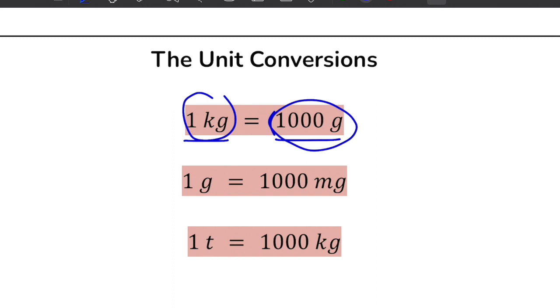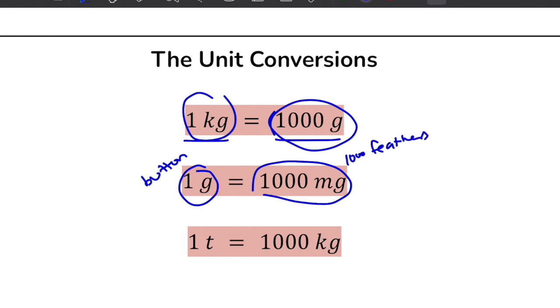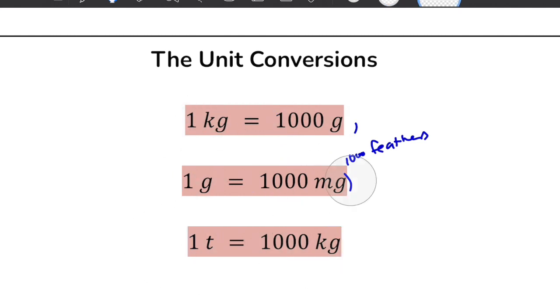Again, we're just estimating with the referent. 1 gram is about the mass of a button, and that's equal to 1,000 milligrams. So that's like 1,000 little feathers. 1,000 of those feathers would be equal in mass to 1 button. Okay, 1 ton, so that's like 2 male polar bears, is equal to about 1,000 good-sized textbooks, so 1,000 kilograms. Okay, so these are our unit conversions. You'll always have those available to you in every module, with every quiz, with every test.